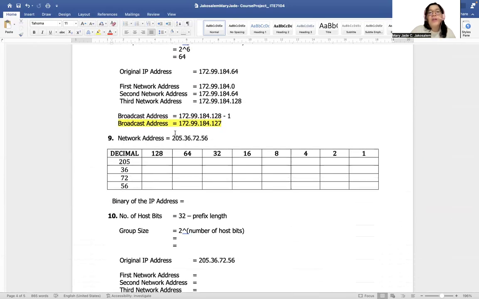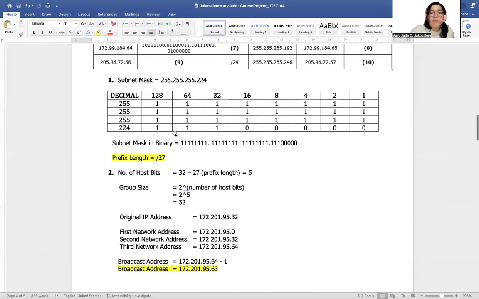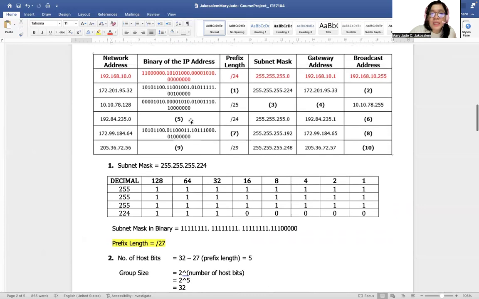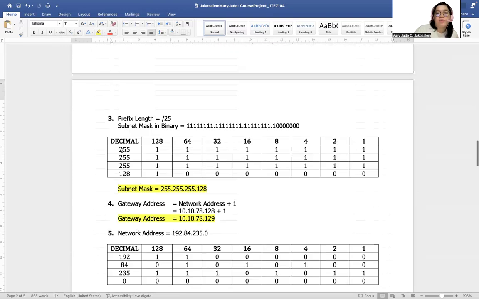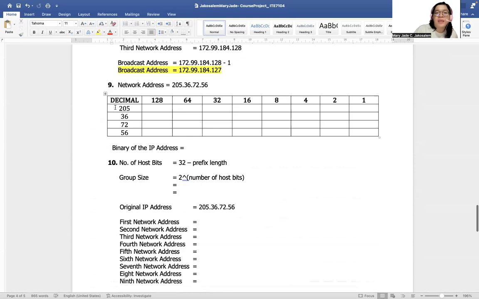Then, for number 9, we are required to solve for the binary format of our IP address. So our IP address is 205.36.72.56. So we just have to get the binary format. So again, we're using this table. I have already encoded the decimal per row. So again, we start: 205 is greater than 128. So the answer here is 1.